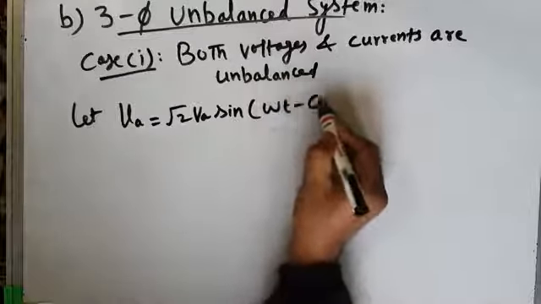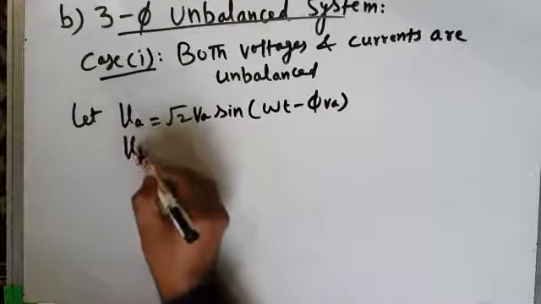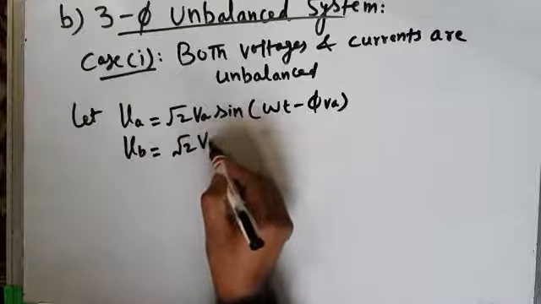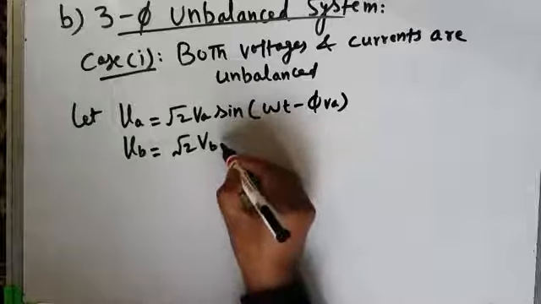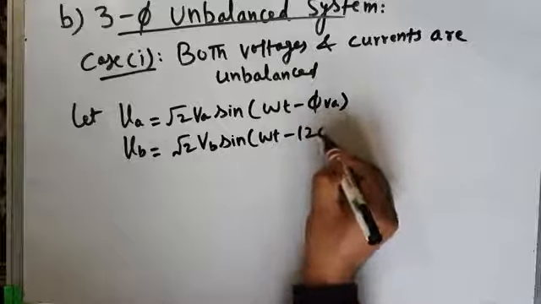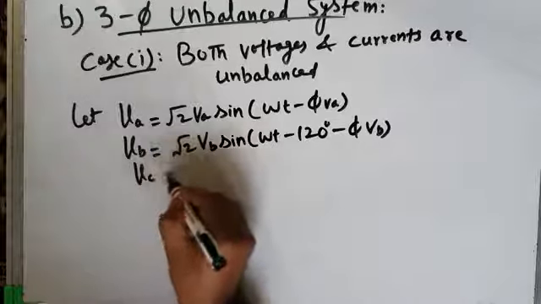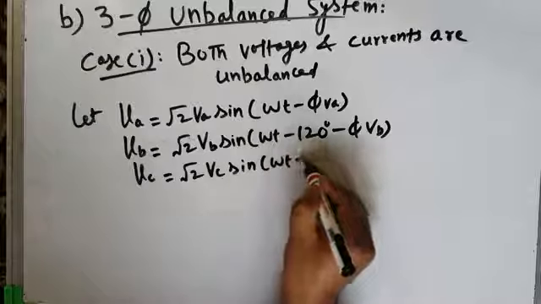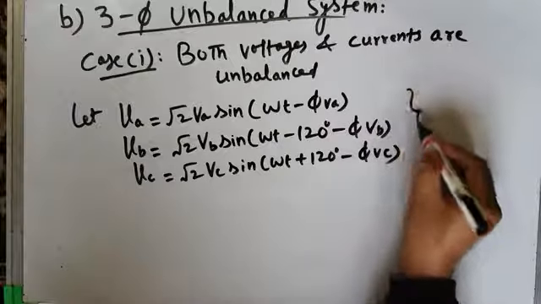omega t minus phi VA, where phi VA is the phase angle of phase A. Then phase to neutral voltage or phase voltage vB is equal to root 2 into capital VB, where capital VB is the RMS value and small vB is the instantaneous value. So root 2 VB sine of omega t minus 120 degrees minus phi VB. Phase voltage vC is equal to root 2 VC sine of omega t plus 120 degrees minus phi VC. So this is a set of three-phase voltages.